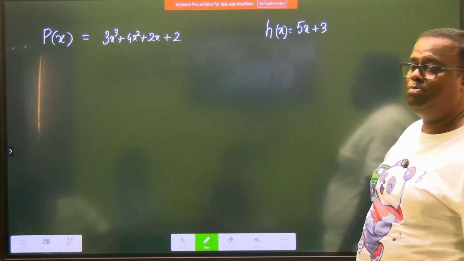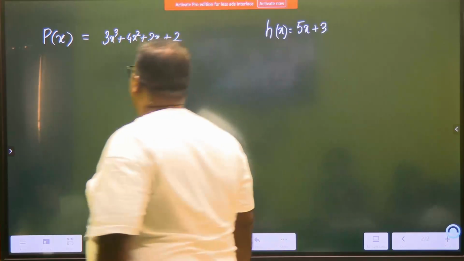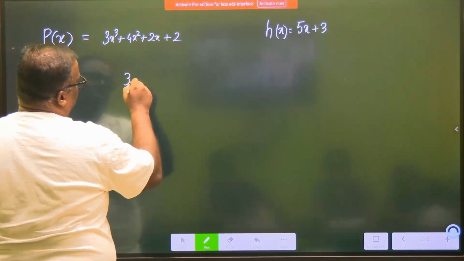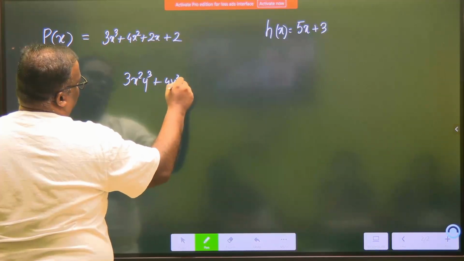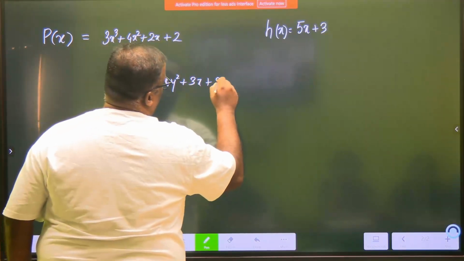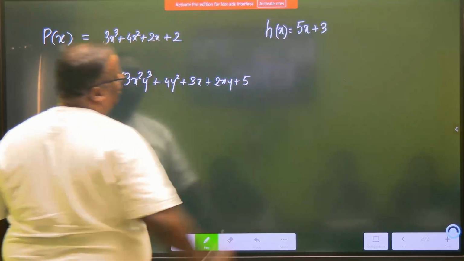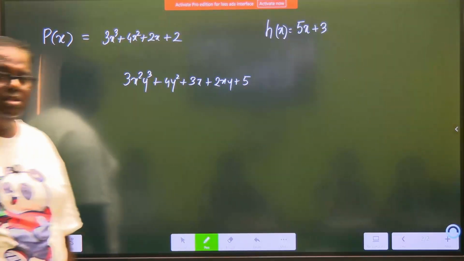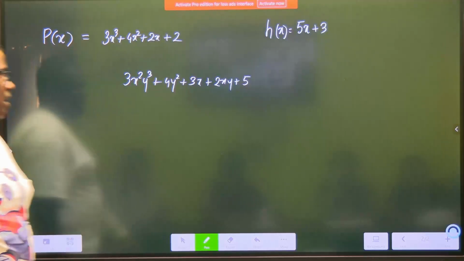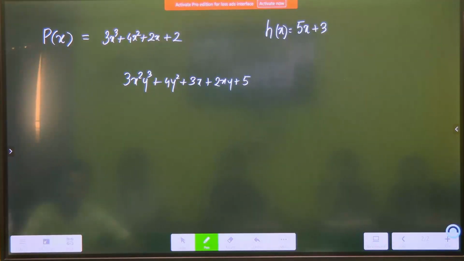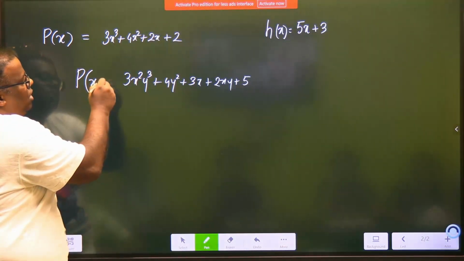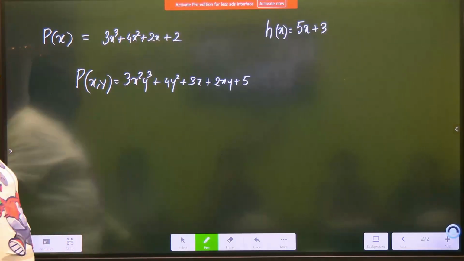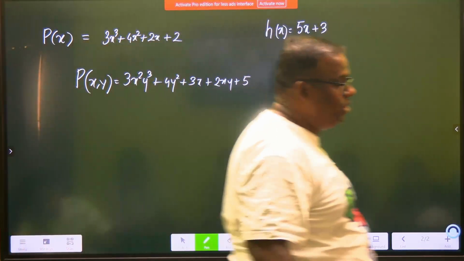First, think whether it's a polynomial or not. Now say suppose I have an algebraic expression which is 3x square y cube plus 4y square plus 3x plus 2xy plus 5. How many variables? Two variables, x and y. Are all of them carrying powers which are whole numbers? Yes. Can I call it a polynomial? Yes. But this polynomial has got two variables. I call it a polynomial in P of x, y. P of x, y means it is a polynomial which is running with two variables.